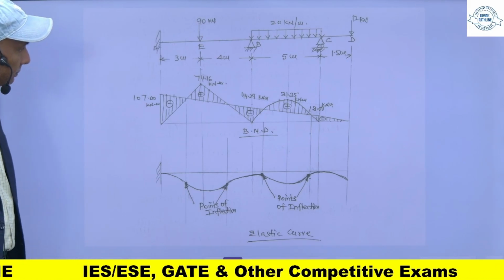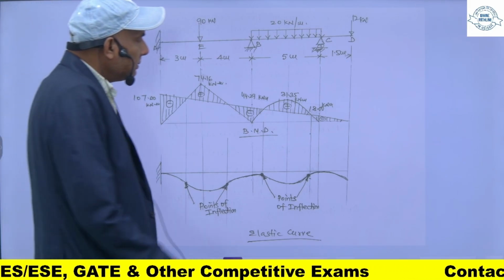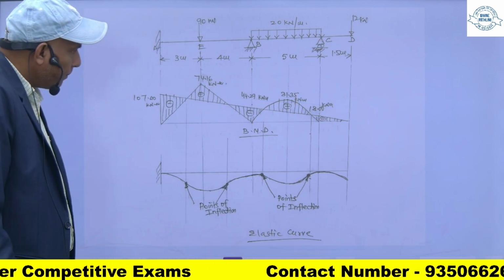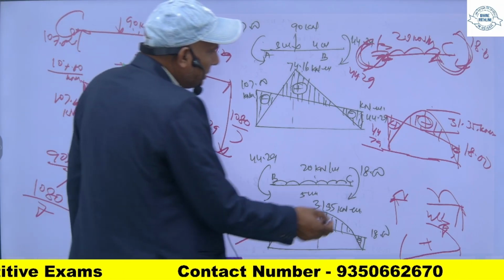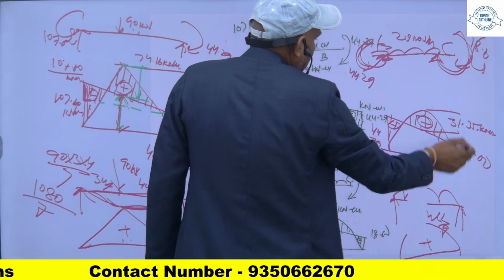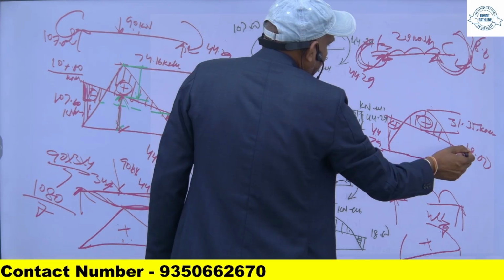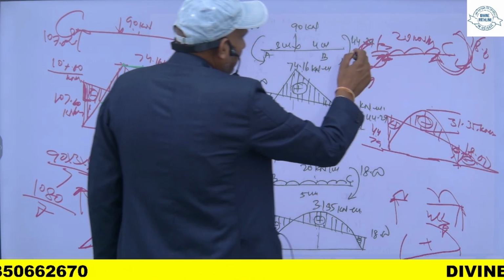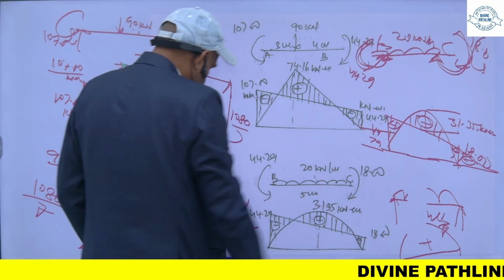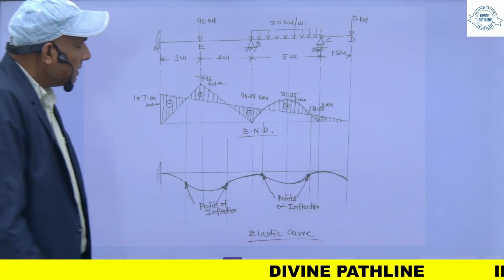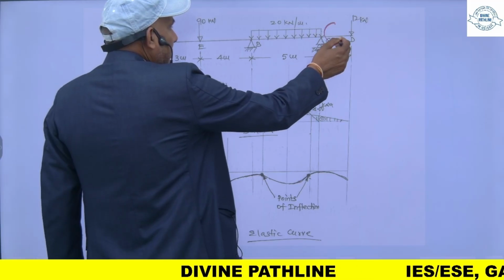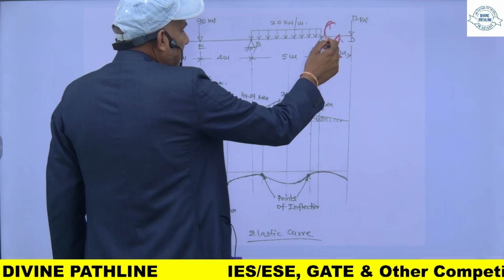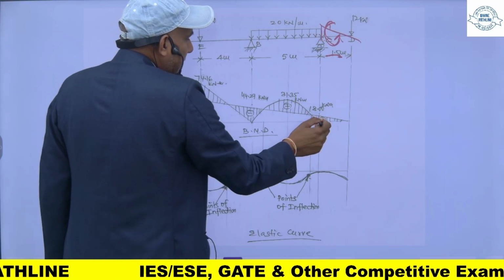And for this portion, similarly, for this portion, it will be like this, 18. It will be like this. For the remaining portion, for the overhang portion, since this moment is like this, it will be 12 into 1.5, so it will be 18. So it will be like this.